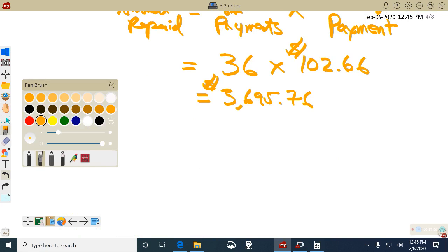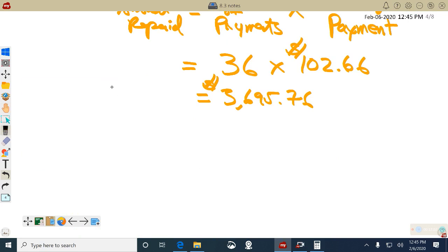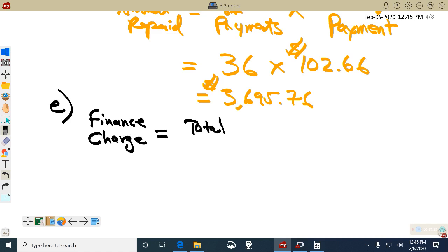All right, I'm color coding in black. The last step here, part E. Finance charge. That's what the bank charges to lend you the money. Finance charge is total amount repaid, I'm abbreviating here because I'm getting a hand cramp, minus the amount financed.